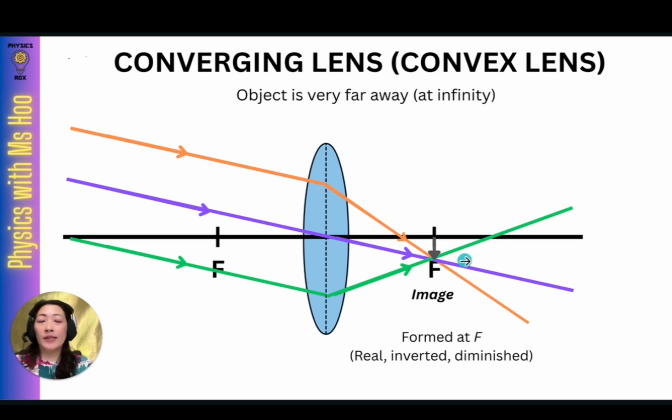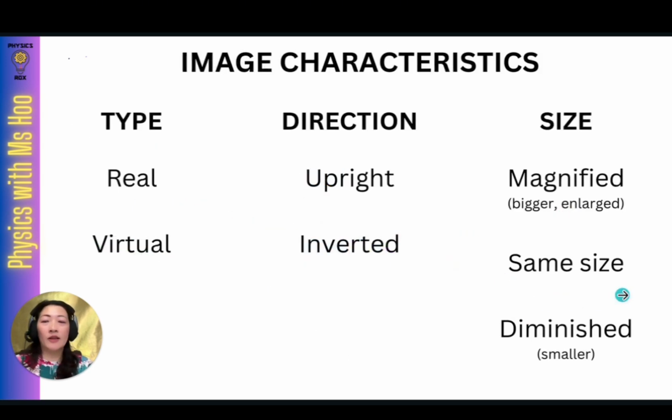Whenever we want to state the image characteristics, there are three categories of characteristics. You need to state the type, direction, and size. So these image characteristics that you state are comparing the image to the original object. So let's start first with type. There are two types of images. There's either real or virtual.